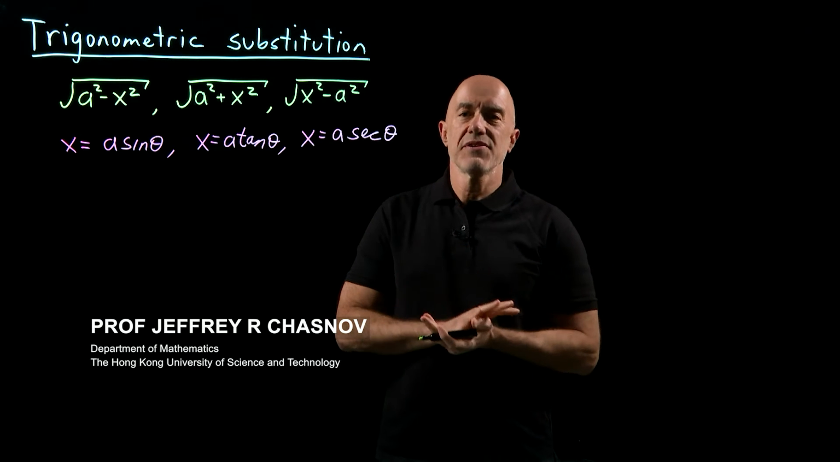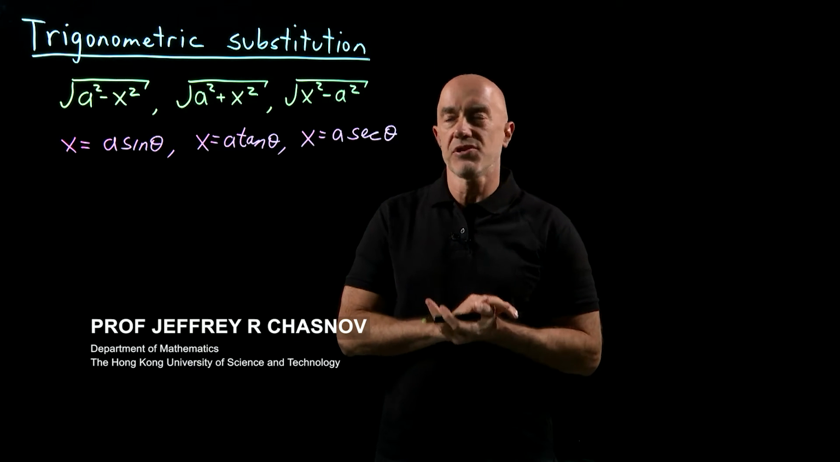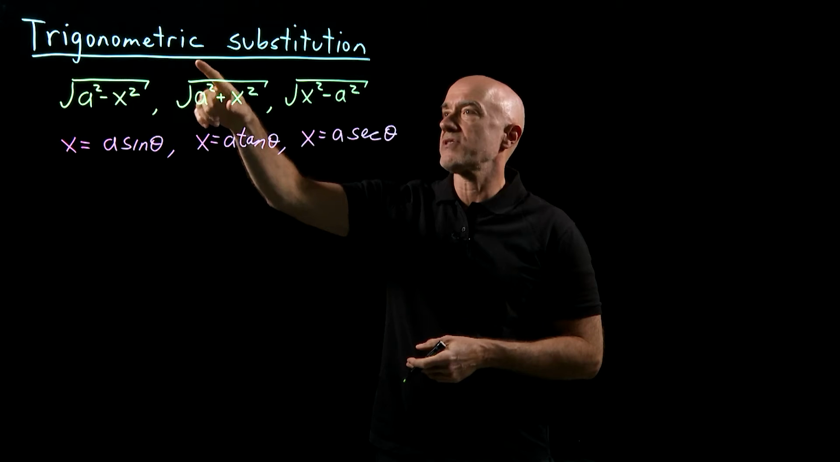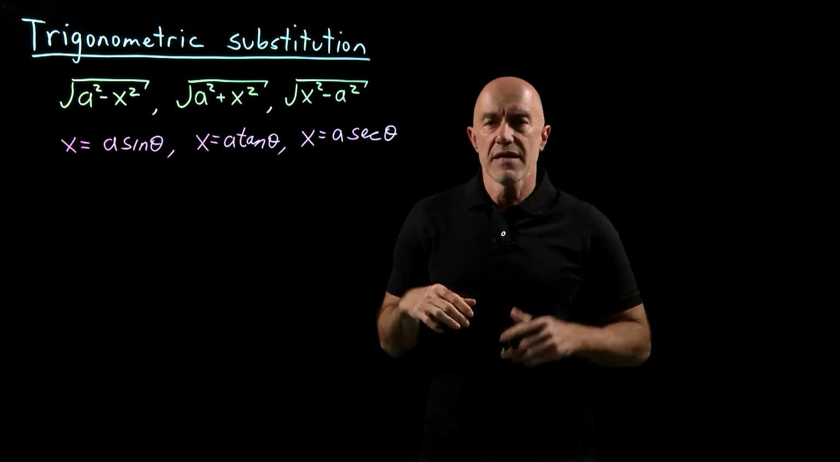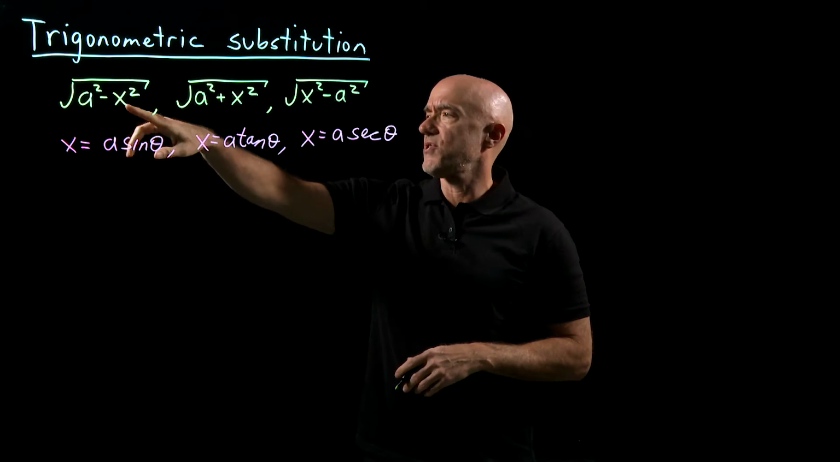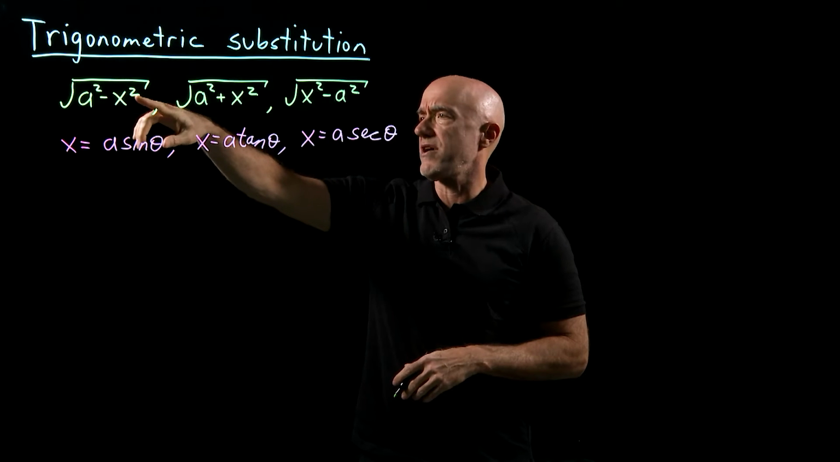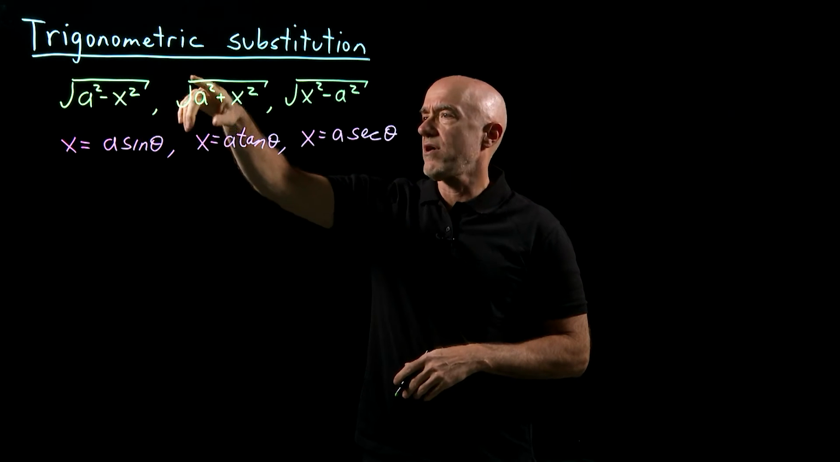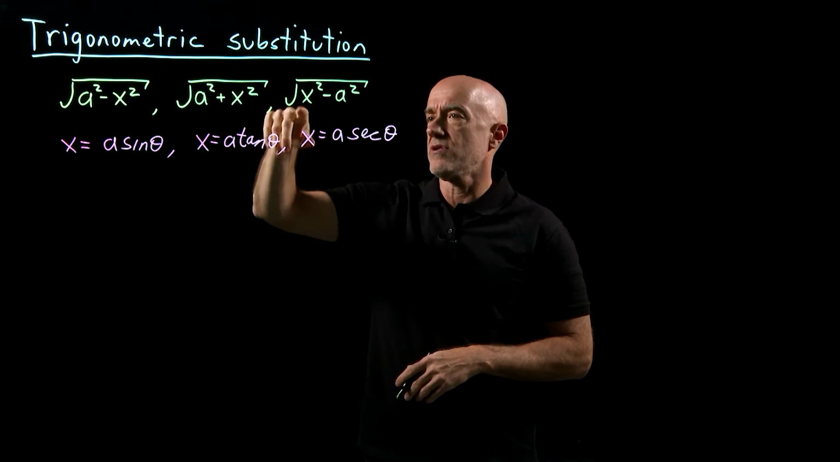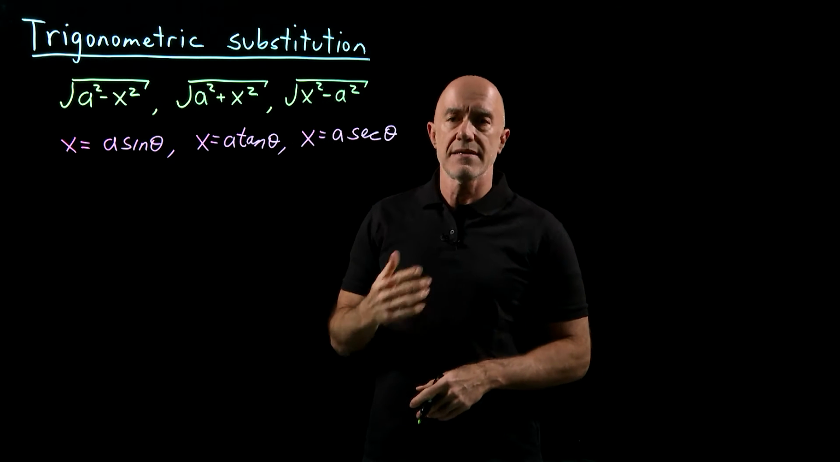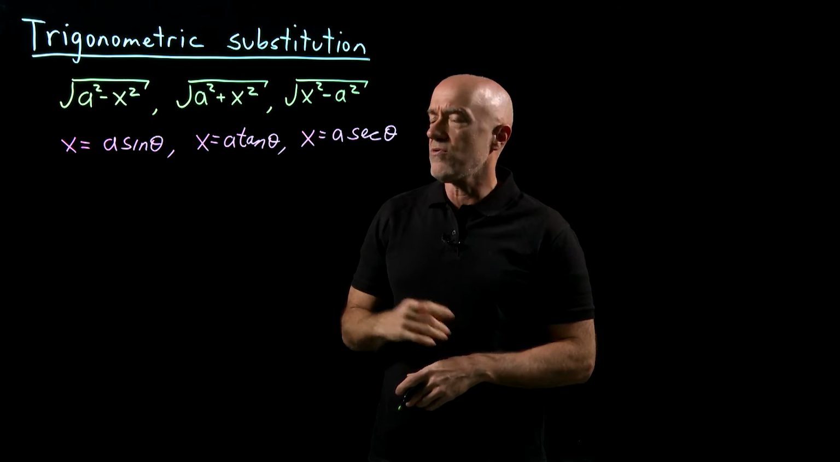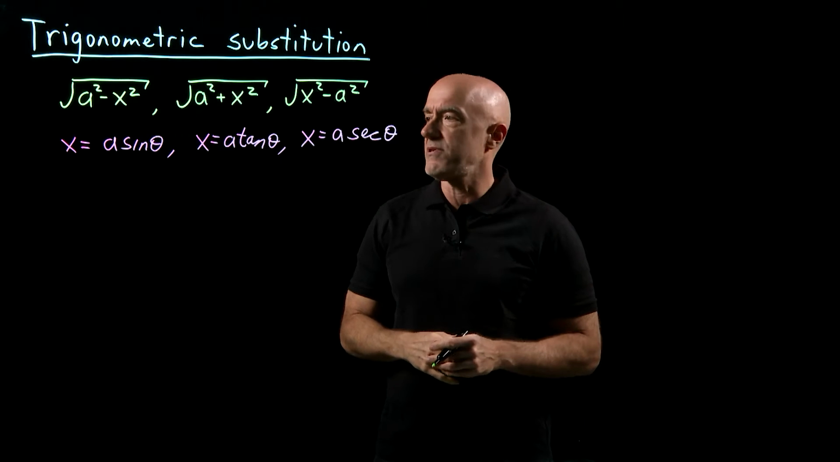There's another integration technique that students should know. It's called trigonometric substitution. It's when the integrand has terms like the square root of a squared minus x squared, the square root of a squared plus x squared, or the square root of x squared minus a squared. We do what's called an inverse substitution.